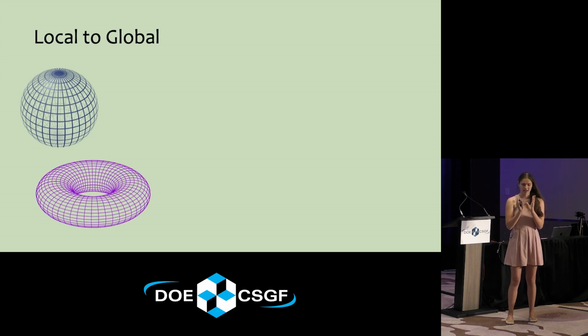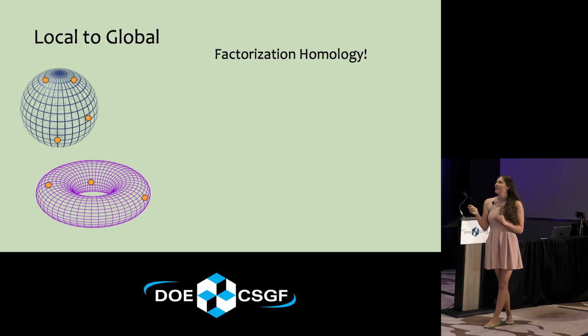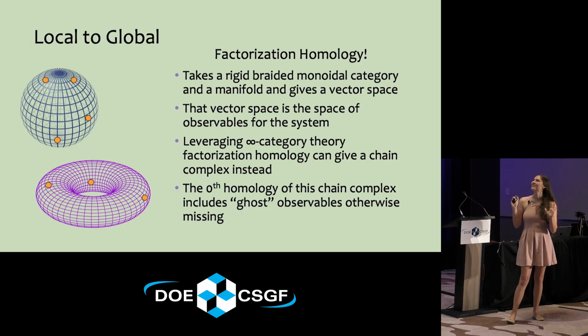So now I talked about the local system, but what if we had these anions on more three-dimensional shapes, on manifolds? Because it just needs to be confined to 2 dimensions, right? If it's confined to 2 dimensions on the floor here or confined to 2 dimensions on a donut out in the hall, it's still 2 dimensions. And how you do this is factorization homology, which I have nowhere near enough time to get into. But what it does is it takes a rigid braided monoidal category and it gives you a vector space. Now, a vector space is the observables of your system.